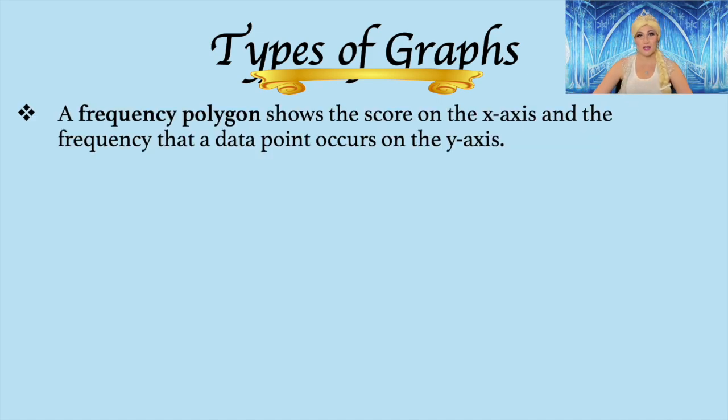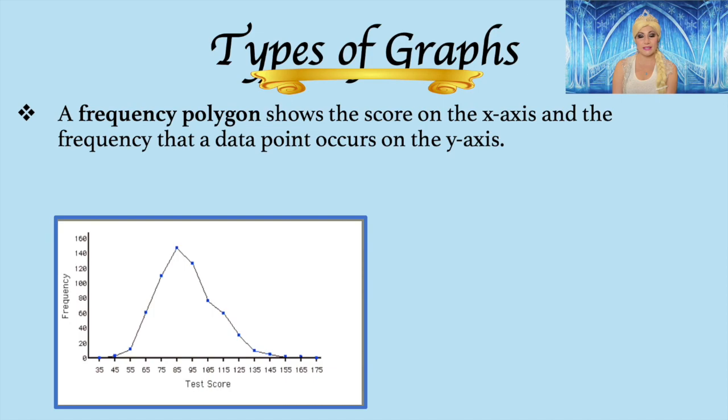So let's talk about each one of these in a little bit more detail. A frequency polygon shows the scores on the x-axis and the frequency that that data point occurs on the y-axis. So it'll look something like this. Along the x-axis, you can see scores from 35 all the way to 175. And along the y-axis, you can see how many people received that specific score.